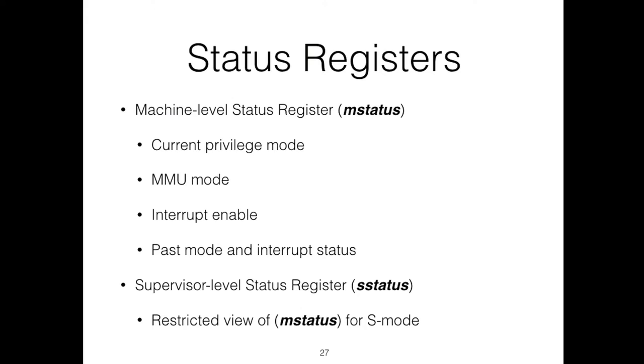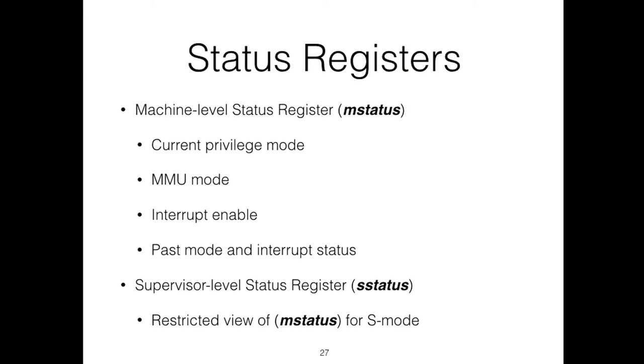The machine-level status register, the M status, is probably the most important of the CSRs. This holds the current privilege mode. The MMU mode, this is how you decide what MMU mode you want to use. Interrupt enable, as well as the previous mode and interrupt status.